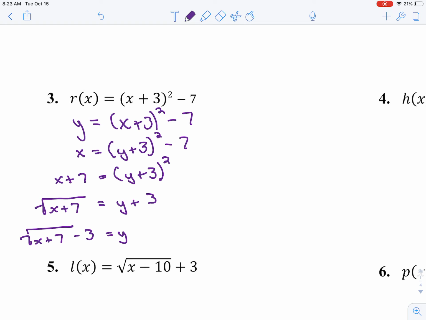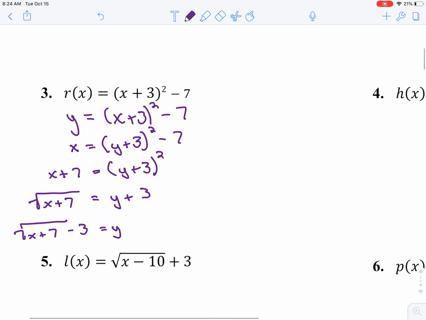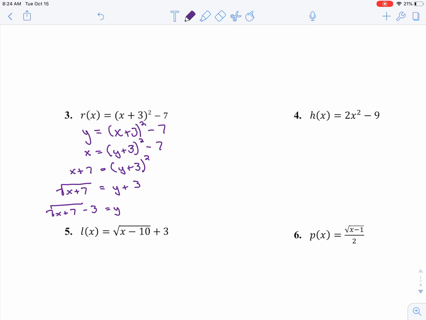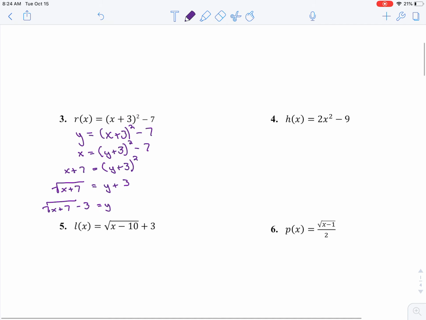And then just keep in mind, everything that we know about inverses. They reflect over the line y is equal to x. And if we plug one into the other one, then we will be left just with x. Okay. Let's do, that's pretty easy. I'll just go ahead and do 5 while I'm here.